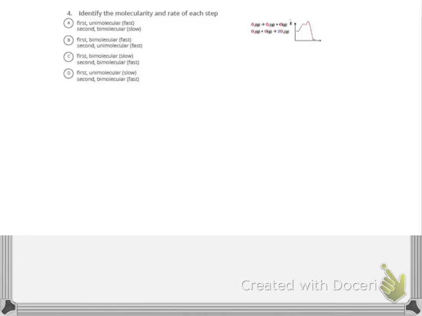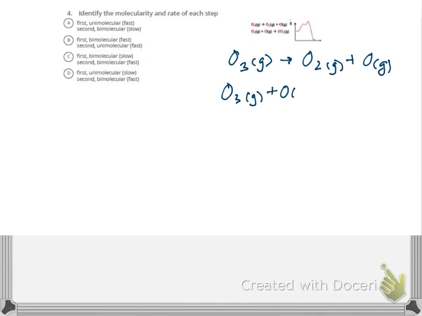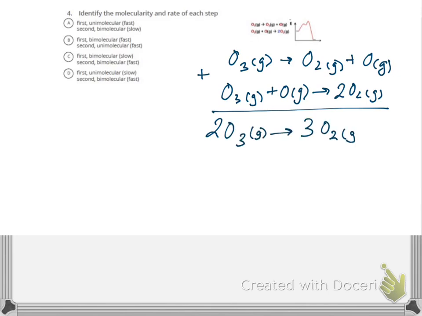Okay. So the next question was based on a Let's Think activity that we did in class. If you can't read what the text was, we have ozone breaking apart into O2 plus O, which had a high activation energy, the slow step. Then the O that's made as an intermediate reacts with another O3 to make 2O2. The overall reaction is 2O3 to 3O2. Slow step in the first one, fast step in the second.